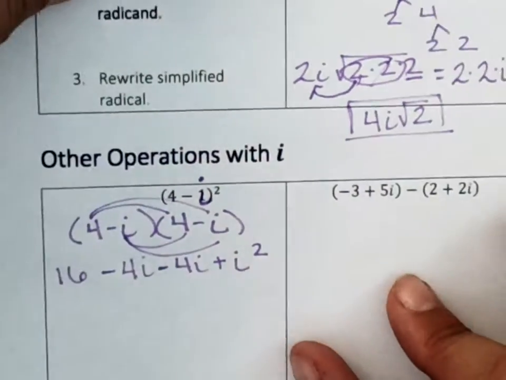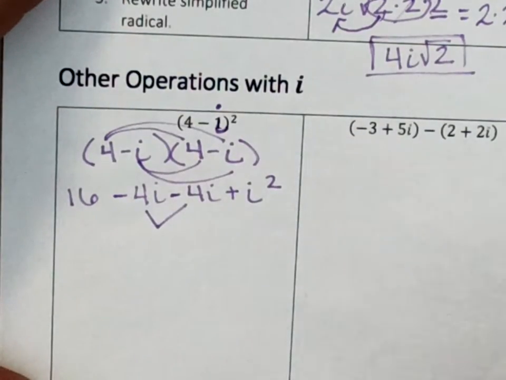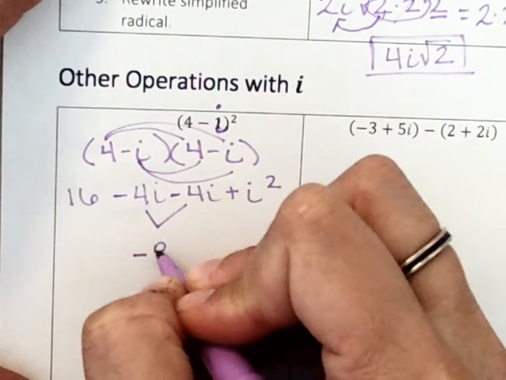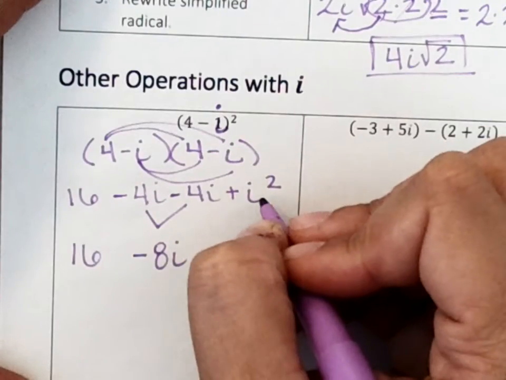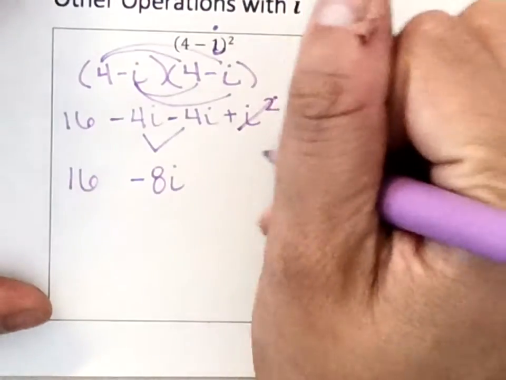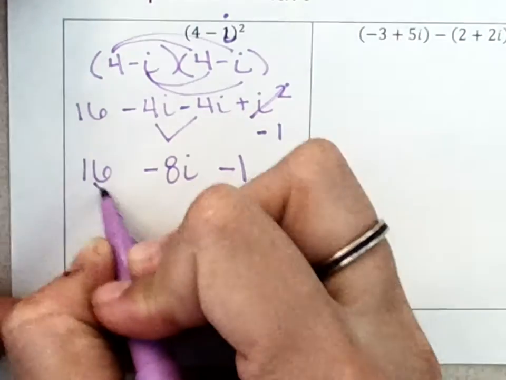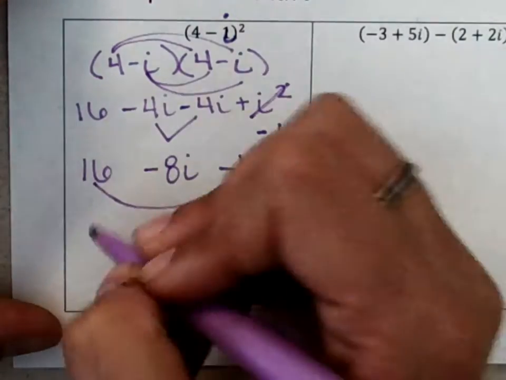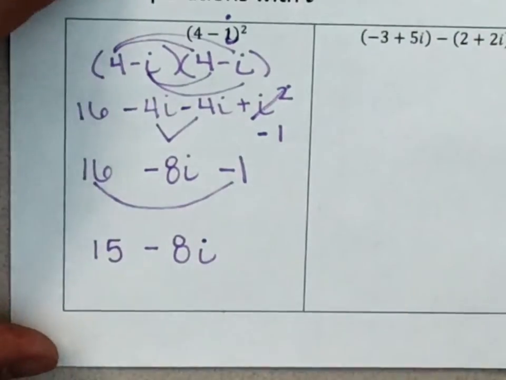Now there's 2 things I can do to simplify. The first thing I'm going to do is combine my like terms. Negative 4i and negative 4i make negative 8i. I'm going to bring down my 16 and my i squared. We know that i squared is equivalent to negative 1. So I'm going to cross out i squared and replace it with negative 1. We can now combine 16 and negative 1, which will give us 15 minus 8i.